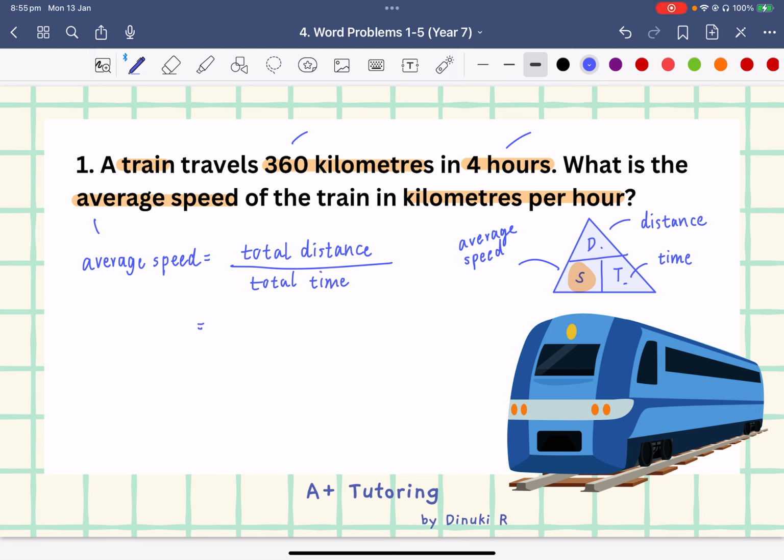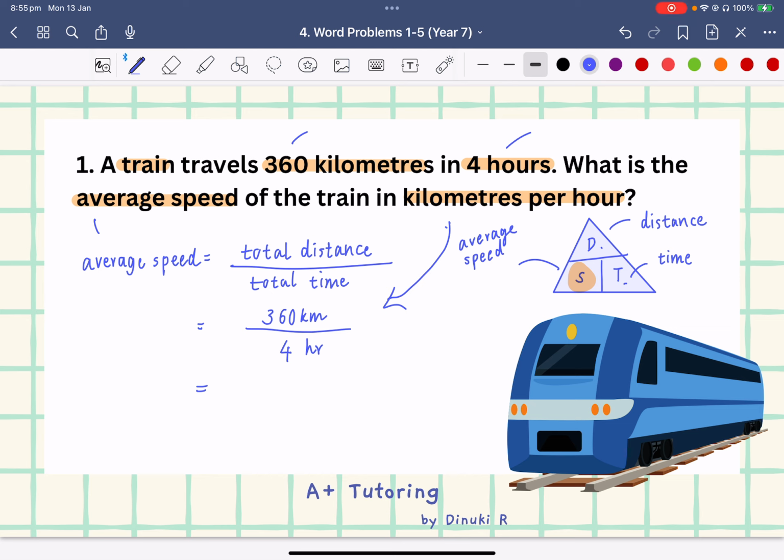Essentially, you've done all the hard work now. All you need to do is to fill in the correct pieces of information from the question. So what's the total distance that the train travelled? It's 360 kilometers over the total time period, which is 4 hours. Instantly, you can see that that matches the format or the units that you have to provide for your answer, which is kilometers per hour.